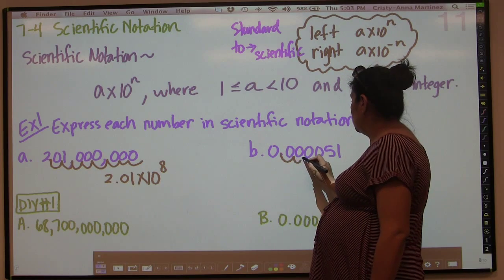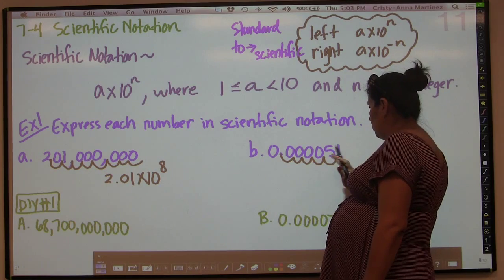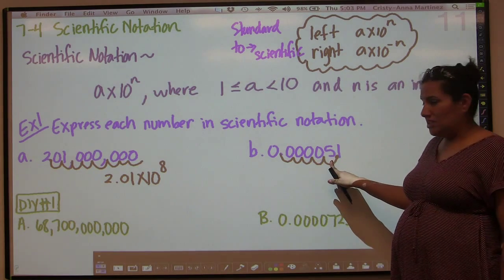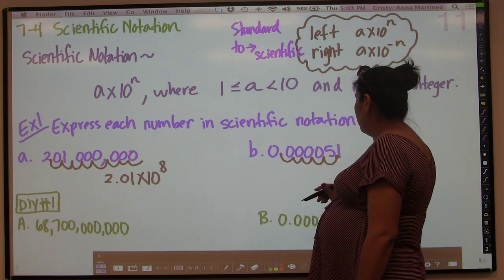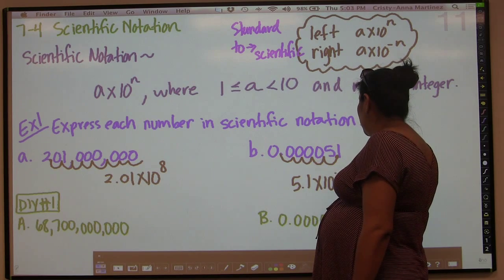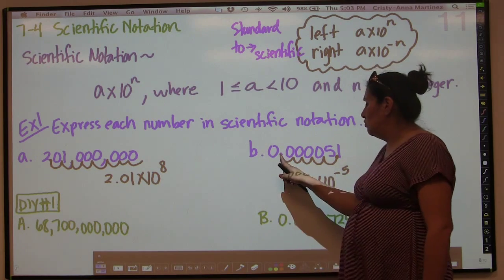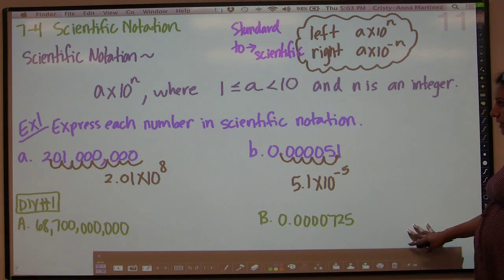So here's my decimal. I'm going to move it 1, 2, 3, 4, 5, because the decimal needs to always be to the right of the first non-zero digit, which in this case is 5. Because I moved it 5 times, we're going to write 5.1 times 10 to the negative 5, because this time the decimal moved to the right as opposed to the left. Now you can try number 1 yourself.